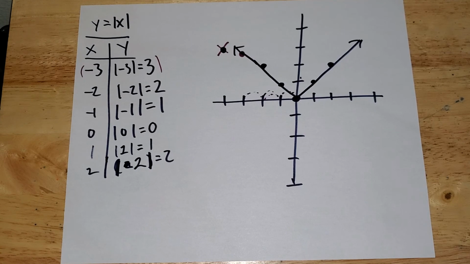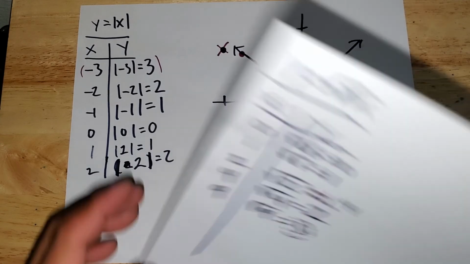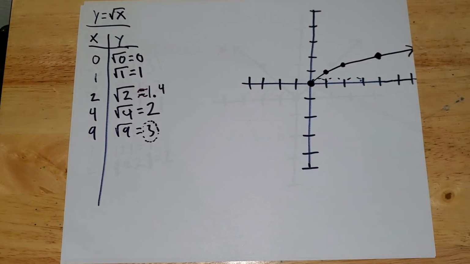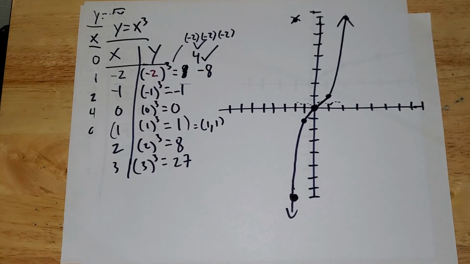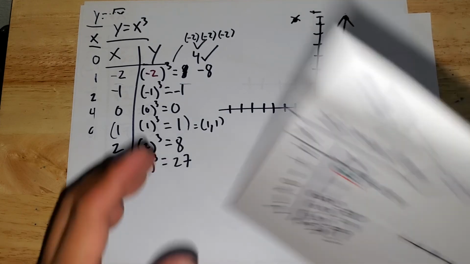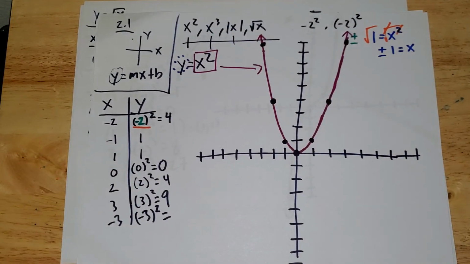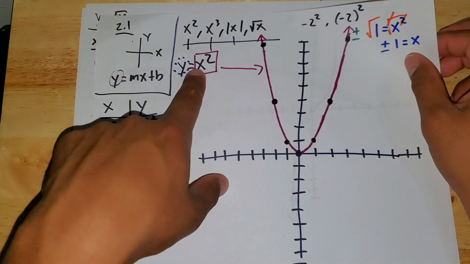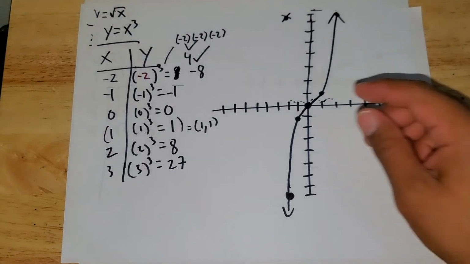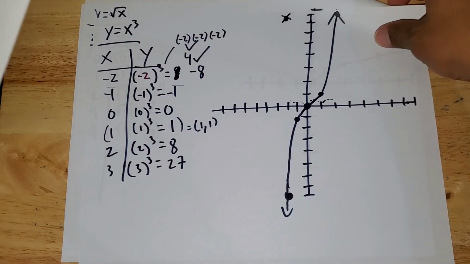Now, I don't expect you guys to always be doing all this tedious work with these tables, but I want you to be able to memorize these graphs. Absolute value, square root, x cubed, and last but not least, parabola. So you want to make sure you know these. Whenever you see a square, start thinking parabola. Whenever you see a cube, start thinking this S shape.